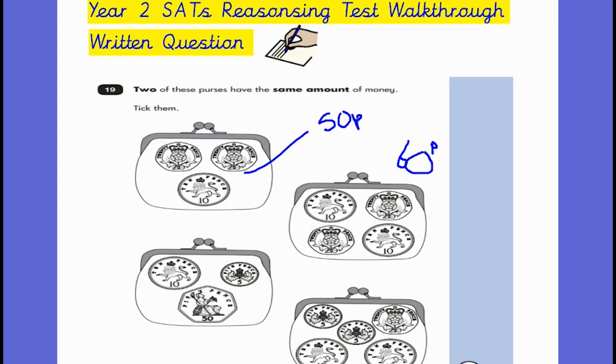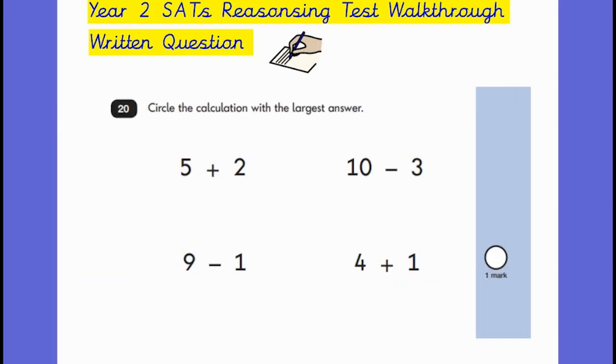10 and 50 is 60, and 5 is 65. So this one is 65p. And then 10, 20, 30, 40, and 50. This one is 50p also. So once they've worked that out, they have to go back and make sure they tick the two persons that have the same amount.